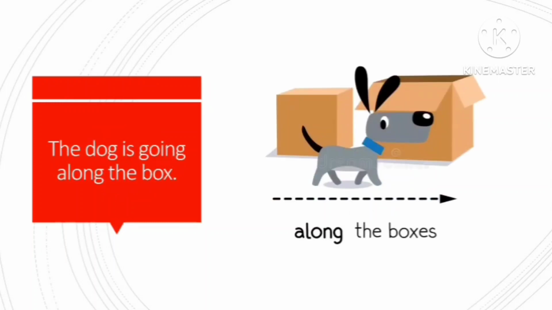Number 3. Along. The preposition along is used when something is lined up or matching the line. We walked along the road. The dog is going along the box. The chair was lined up along the wall.